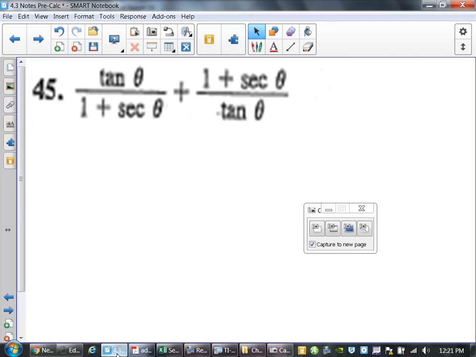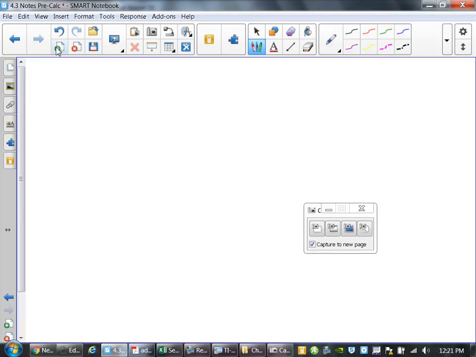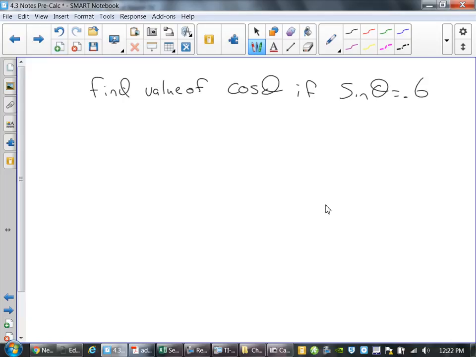One of the things that this book does is that they'll say, find the value of cosine theta if sine theta is 0.6. So they're trying to figure out what's the cosine of some angle if the sine of some angle is 0.6.